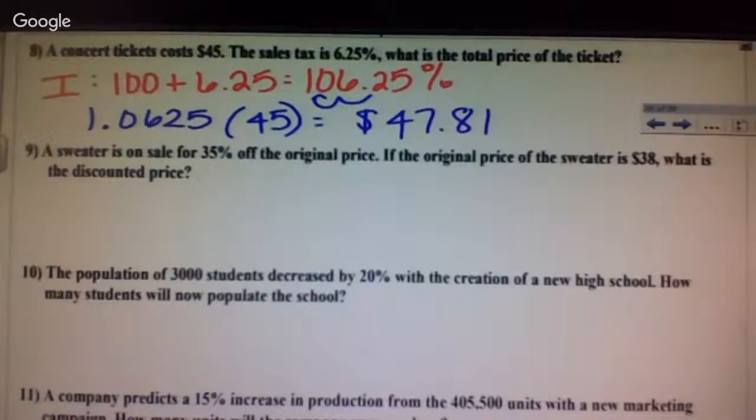Check yourself then. We said it's supposed to increase. Did my price go up? Yeah. So you did something right. Whether or not it's 100% accurate, you know it's supposed to increase, it's supposed to get bigger, and it did.